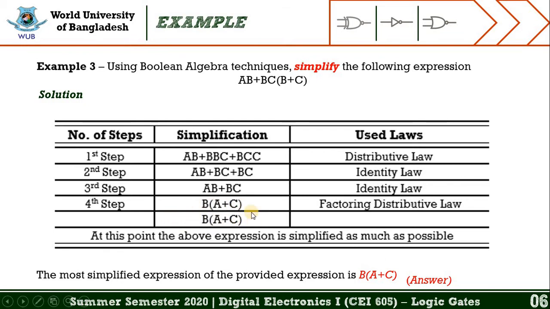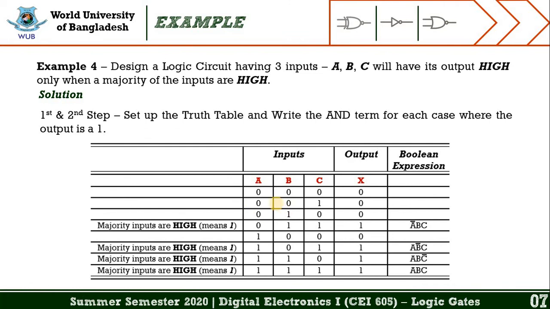And this is the simplified expression of the provided Boolean expression. So let's move into the next example, and first read the question. Design a logic circuit having three inputs such as A, B and C, which will have its output high only if a majority of the inputs are high.